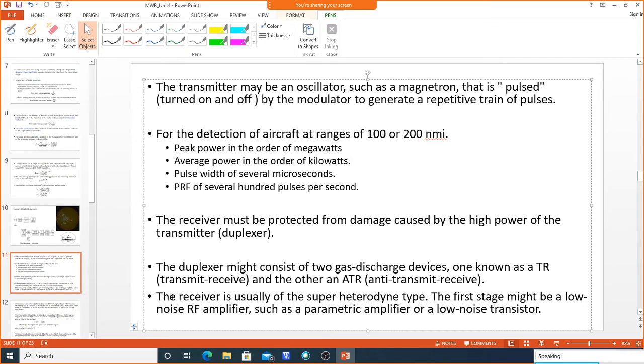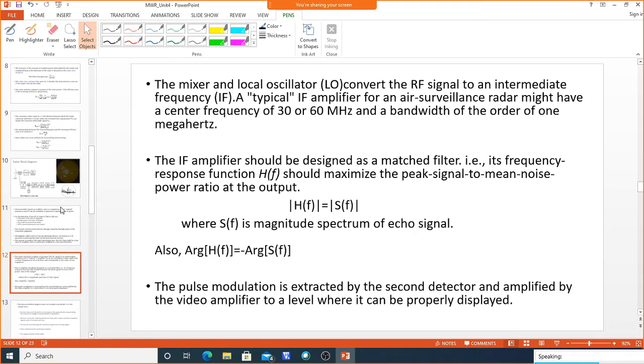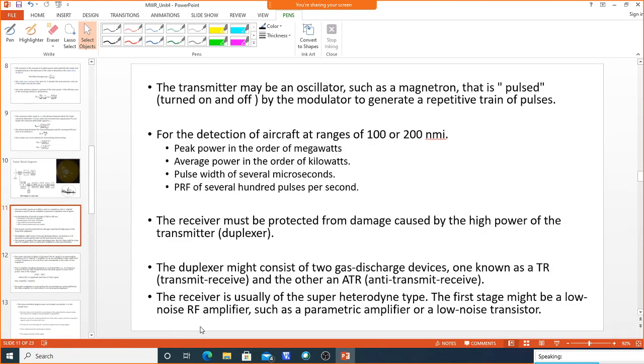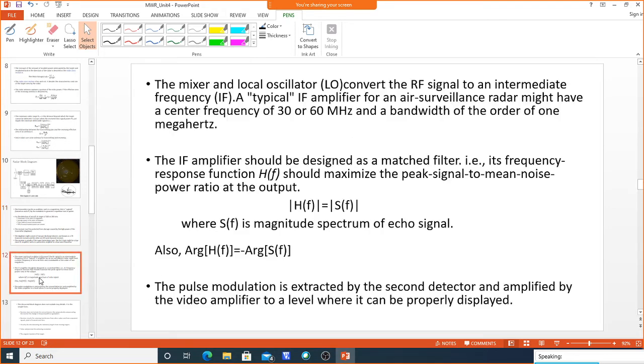For reception, the receiver will be a superheterodyne receiver with a low noise amplifier, such as a parametric amplifier. A low noise transistor can also be used as the low noise amplifier. The IF amplifier works in the range of 30 to 60 megahertz with a bandwidth of 1 megahertz.